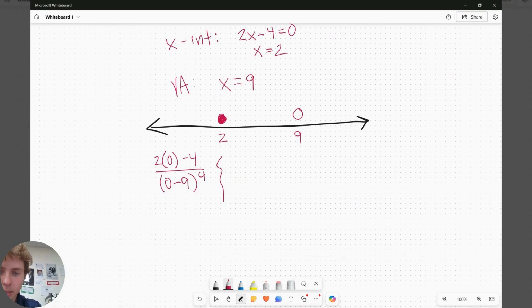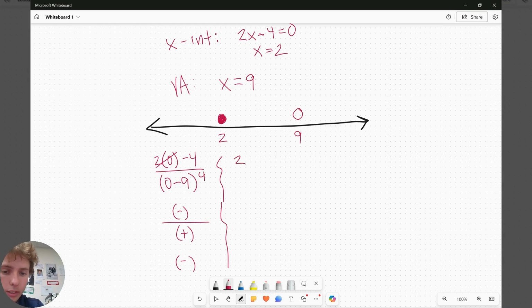Well, 2 times 0, that would go away, so you have a negative 4 on top. I don't care about the number, just the sign. 0 minus 9, well, that'd be negative, but if I take a negative to an even exponent like 4, it's going to come out positive. So this entire fraction has to be negative. Because we are looking for the values greater than 0, this fails our test. Let's look at the next one.